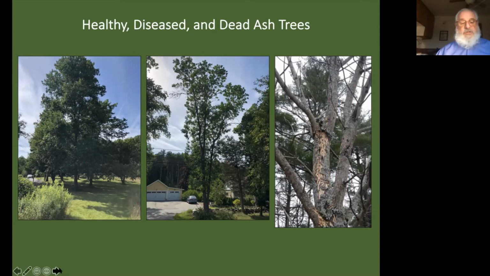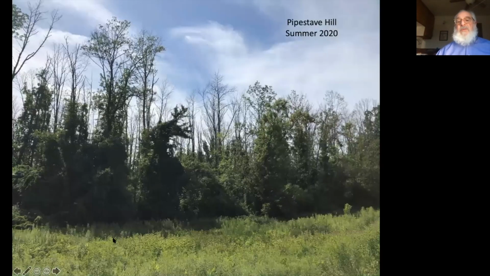Unless you inject your trees with some kind of systemic insecticide, then probably most, if not all, of your ash trees will die. Here is Pipestave Hill last year. Those are all ash trees, and they're all dead because of emerald ash borer, which attacks and remains almost unseen for several years, and then the tree dies.